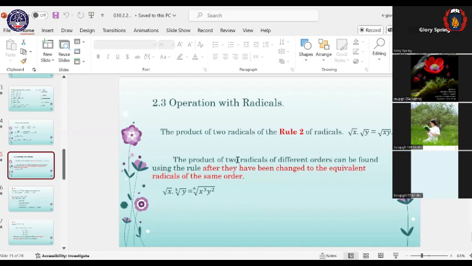Okay, here the product of two radicals of different order can be found using the rule after they have been changed to equivalent radicals of the same order. So we have the same order. Square root of x y. So we want root x into 2 root of y, so radicals in the order 2, order 2, order 3.